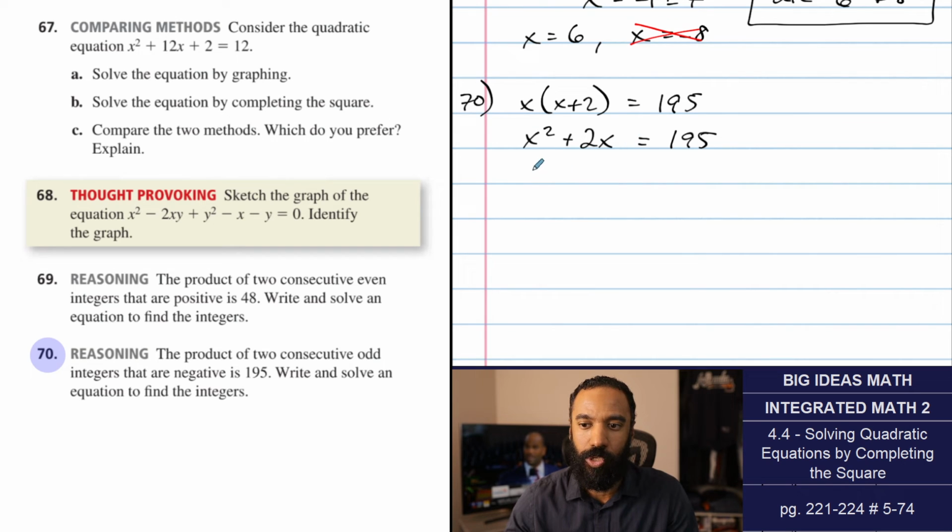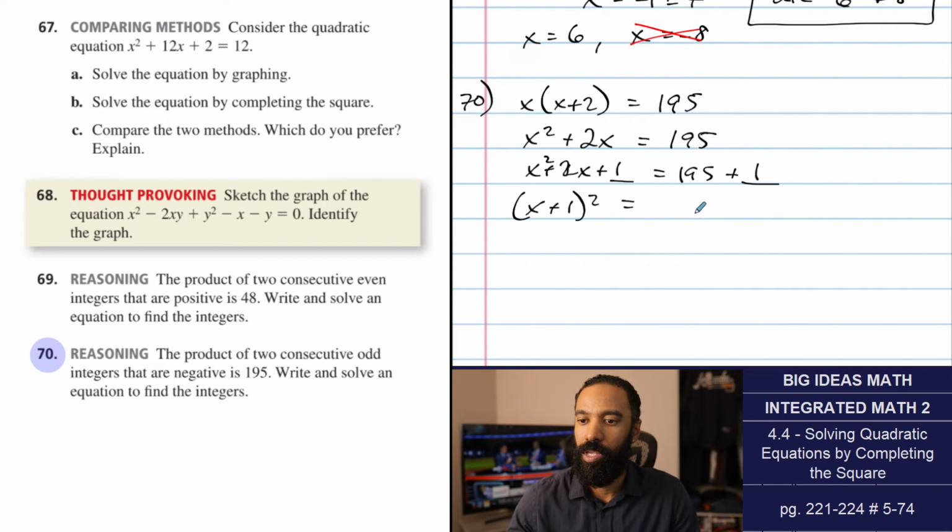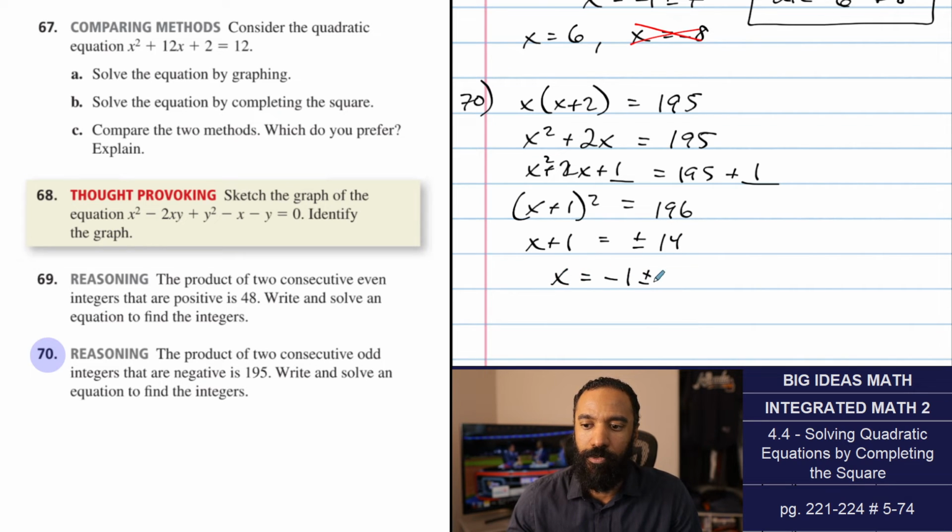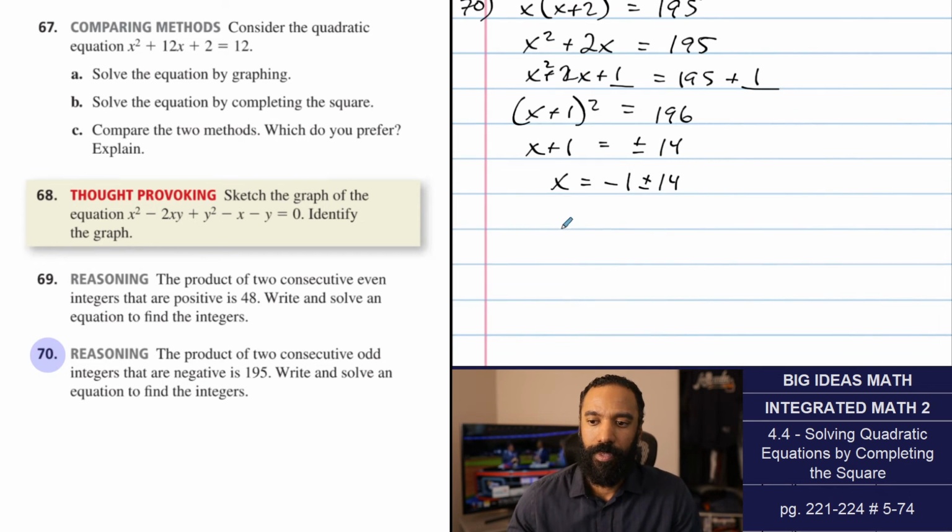Once again, completing the square. I know this will factor down to x plus 1 squared, but you have to remember that you have to add 1 to both sides. x squared plus 2x plus 1 equals 195 plus 1. So x plus 1 quantity squared equals 196, which is also, of course, a perfect square. That's what's going to make your evens and odds. This is 14, so plus or minus 14. So x is negative 1 plus or minus 14.